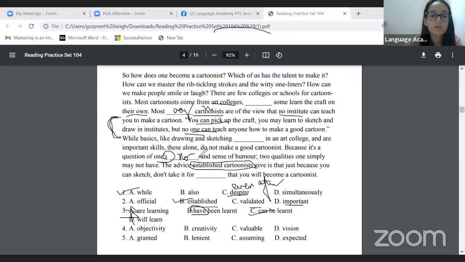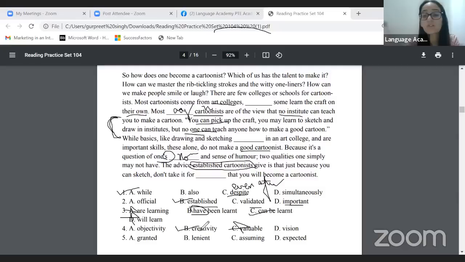So objectivity, creativity, valuable is not a noun. Vision is a noun. So we have three nouns. Because being a good cartoonist, to become a good cartoonist, it is a question of one's dash and sense of humor. So what are the two things we need to become a cartoonist?